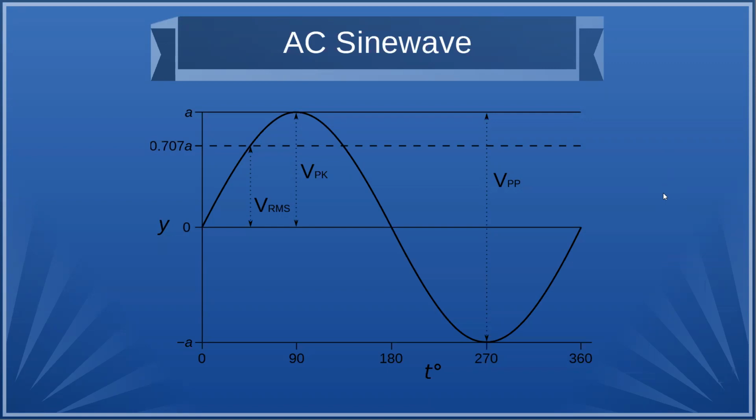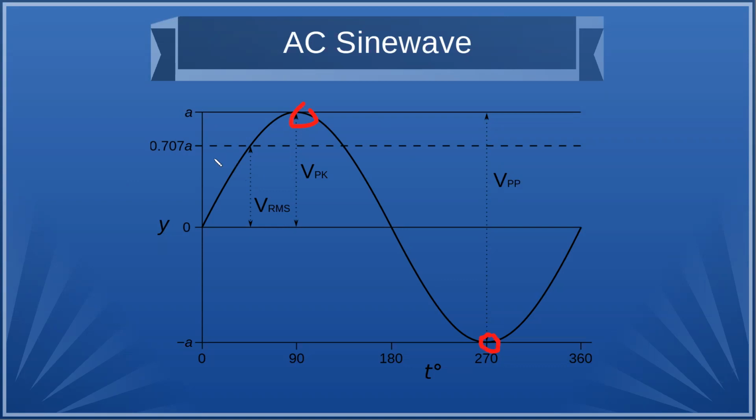Okay, so this is a typical alternating current sine wave. In this case, it's symmetrical. And it goes from a peak voltage of one polarity to a peak voltage of the opposite polarity, which we're representing as the V peak up here. So the voltage peak to peak is going to be twice that.